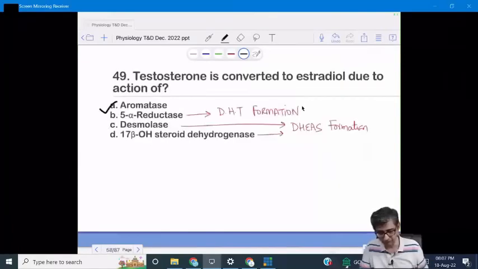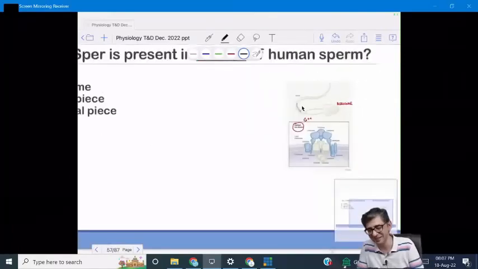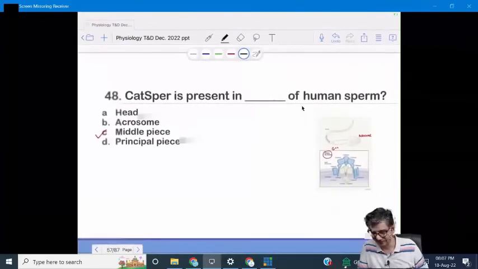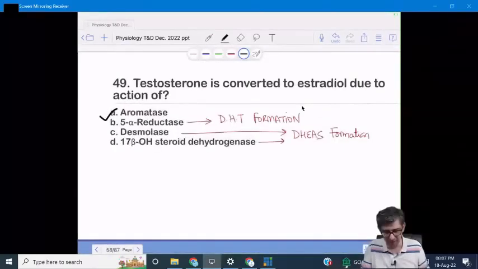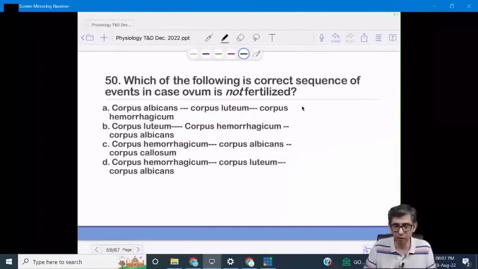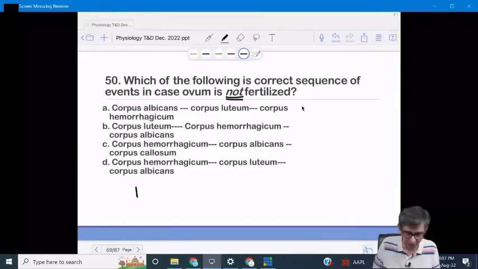And the other positions, we can't change them. Now if CatSper's position is in the middle part, then it will stay in the middle. 49 answer is option number A. Come to 50. Which of the following is the correct sequence of events in case the ovum is not fertilized? I mean, if fertilization happens, then an embryo will form, but in the ovary initially there will be Mittelschmerz.